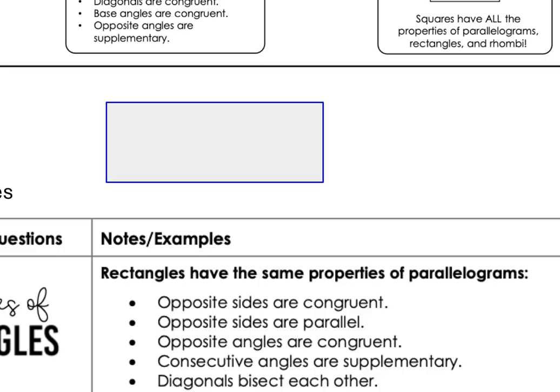What's congruent? This one. This one. Ah, yes. Beautiful. Do you think that's true? It's true. Anything else you know about a rectangle?